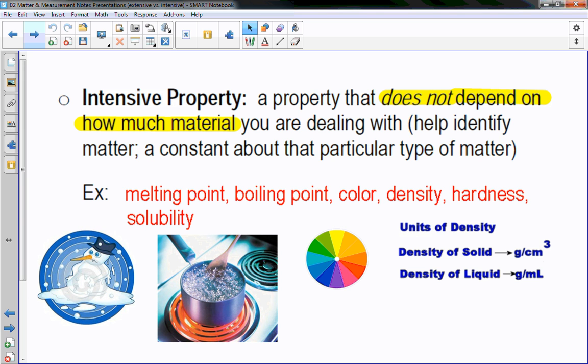melting point, boiling point, color, density, hardness, solubility. See the snowman here melting. It's boiling some water. Color, doesn't matter how much I have. I can have a small pot of water, it's going to boil at 100 degrees. I have a large pot of water, still going to boil at 100 degrees. The amount of heat I have to add to get it to boil, that's where the difference is, see? So how much heat? But the actual boiling point itself is fixed, 100 degrees Celsius.